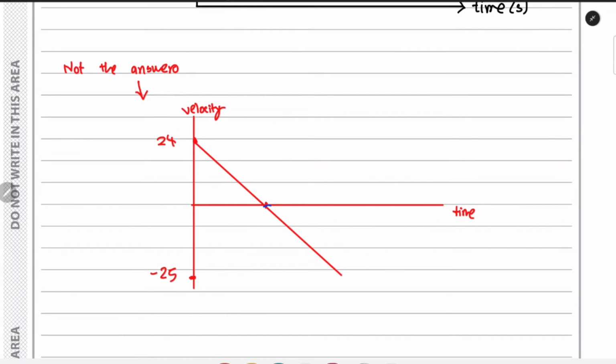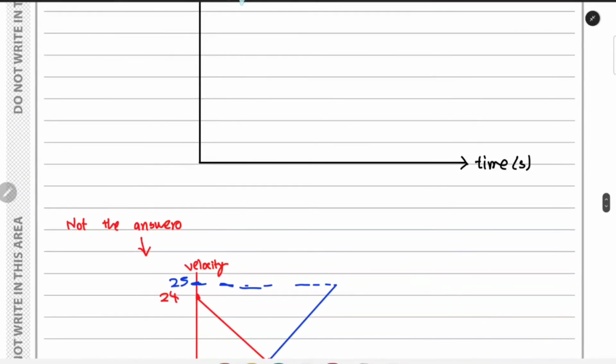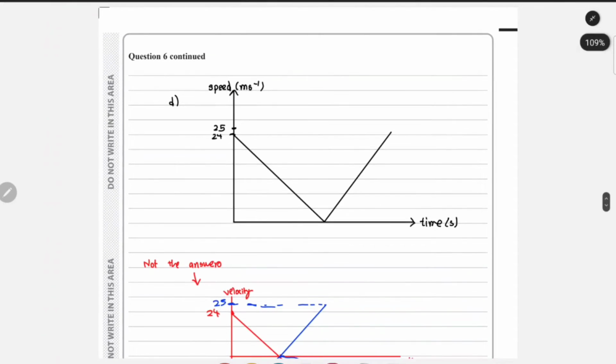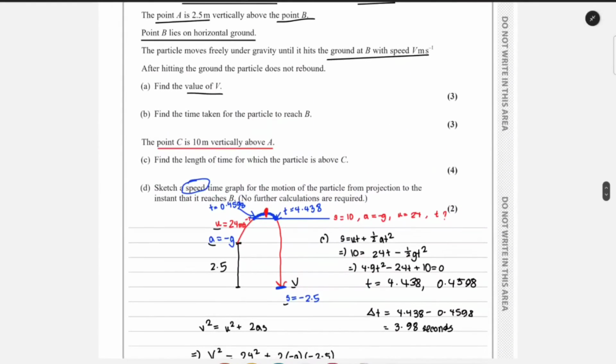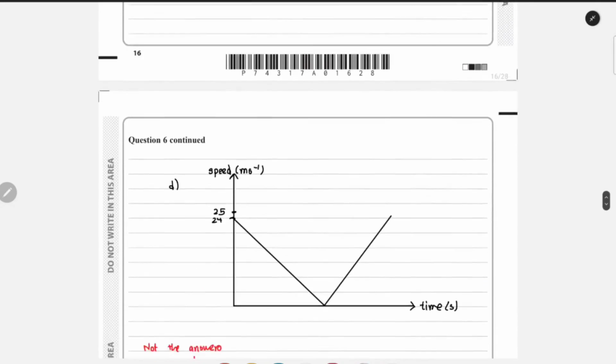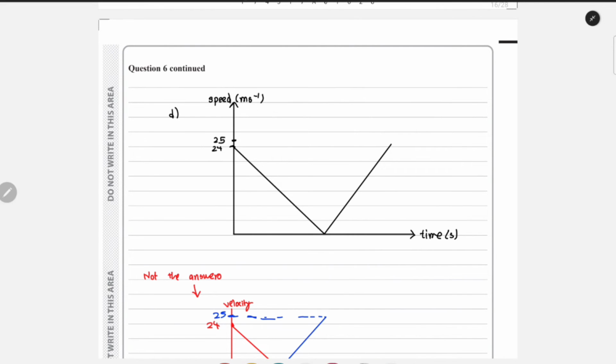However, speed cannot be negative, so this will be flipped up. And this will have 25. So the blue one I did right now will be the speed time graph, the red one will be the velocity time graph. So this will go like this and then up. This will be 24 and this will be 25. And we have no further calculations required. They mentioned it just in case you try to find this value of time. We don't have to do it.